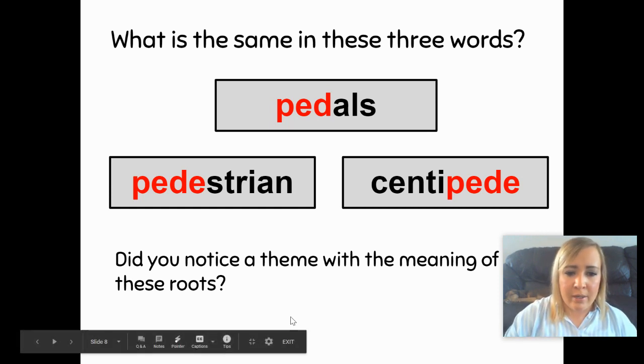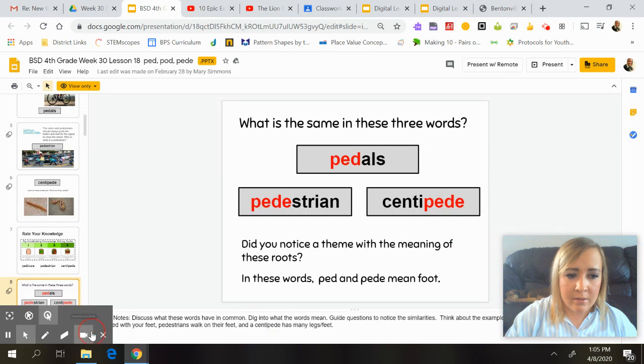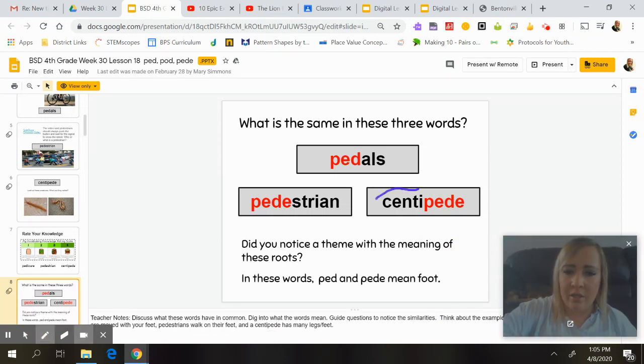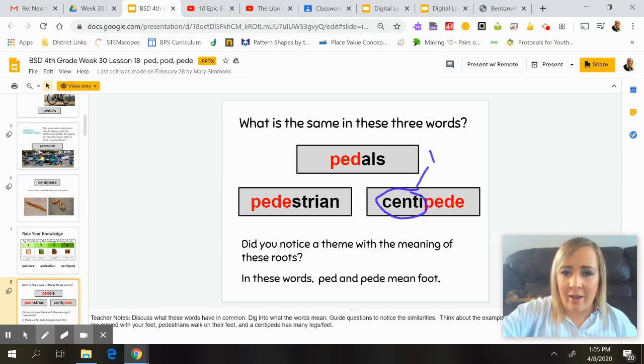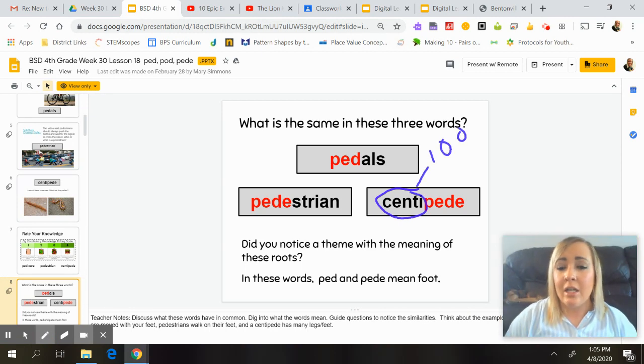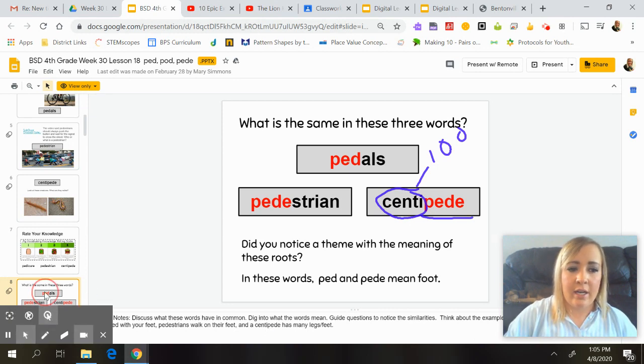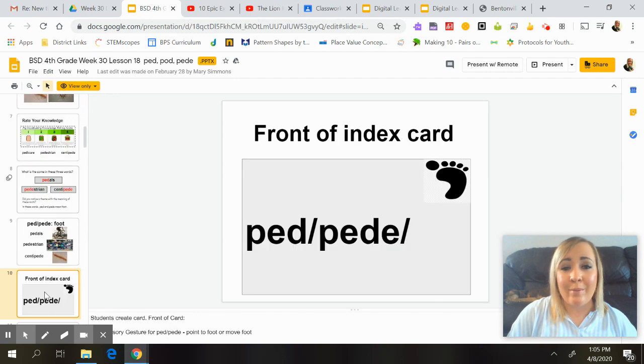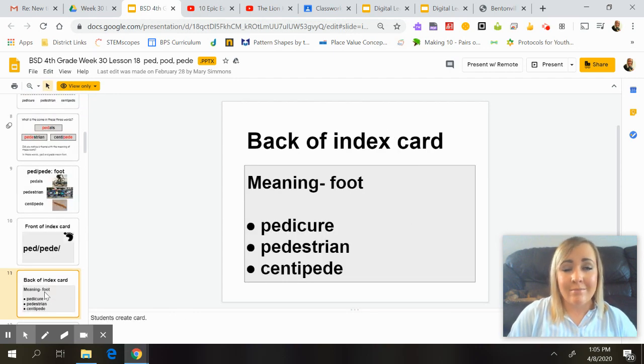And if you remember about centipedes, we know the root centa, and we know that root means 100. So if that root means 100, we think that this root, ped, probably means feet or foot, 100 feet. Okay. So if we were at school, we would be making our note card for ped, which means foot. And we would be adding some words to it, but we're not at school.